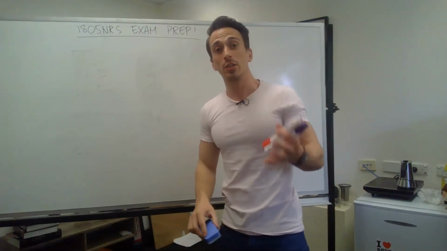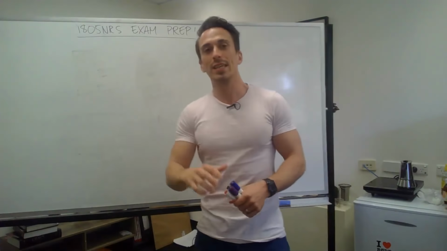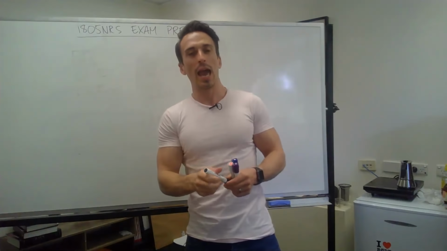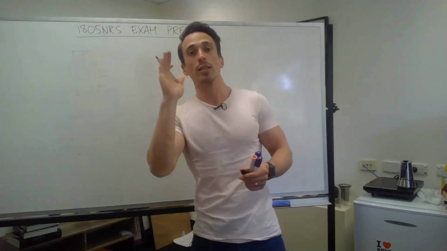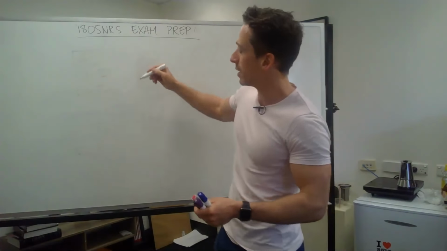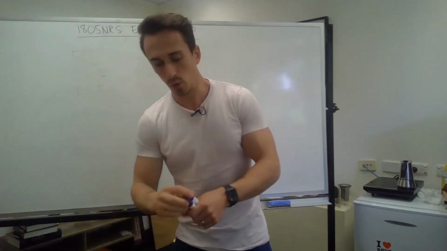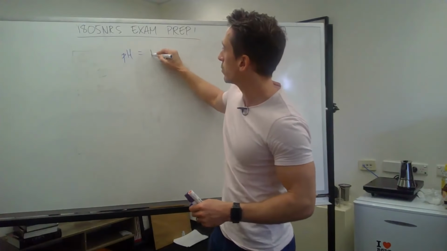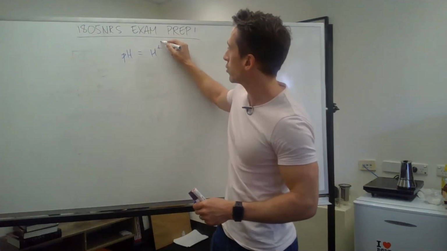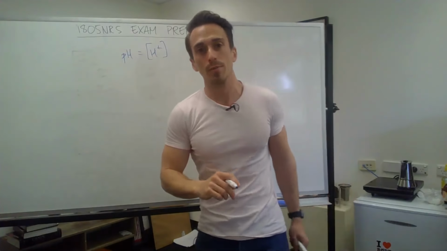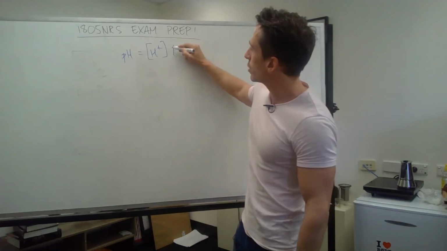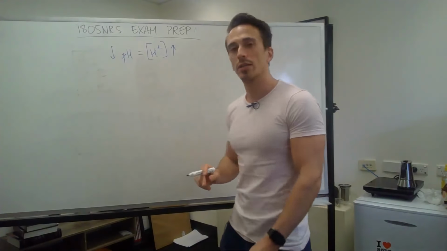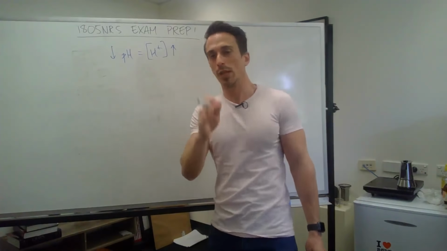Firstly, you need to know the definition of a buffer. Buffers resist drastic changes in pH. That's their definition. And when we look at the role of electrolytes in pH, pH is simply the measurement of the concentration of hydrogen ions. pH is equal to the concentration of hydrogen ions. That's the symbol for concentration. So if the concentration of hydrogen ions goes up, the pH number goes down because it is an inverse relationship.